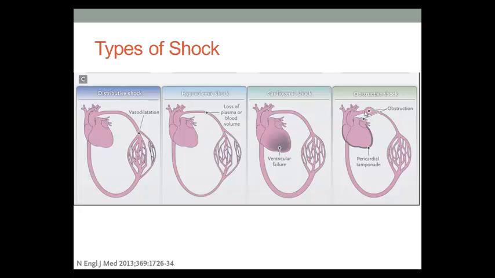And then obstructive shock, something we don't see as much of here, but can be due to basically poor filling or obstruction to forward flow. So obstruction such as aortic dissection, hypertensive emergency, giant PE, and then tamponade is another cause of obstructive shock.